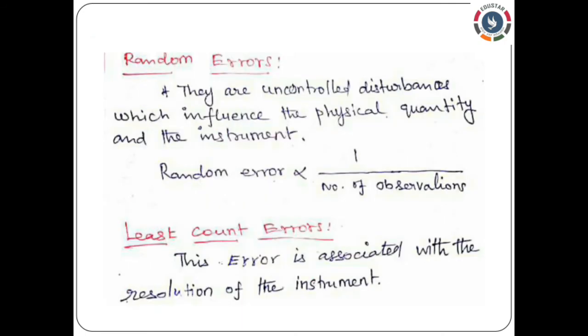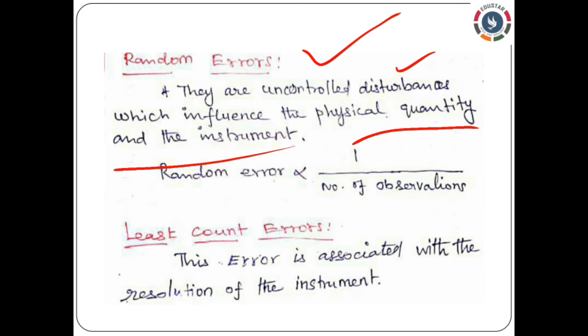The second category is random errors. Random errors are randomly produced, irregular errors. They are uncontrolled disturbances which influence the physical quantity and the instrument. Random errors are inversely proportional to the number of observations. They may also arise due to random and unpredictable variations in experimental conditions, that is temperature, pressure, voltage supply, and vibrations. They are also known as chance errors.